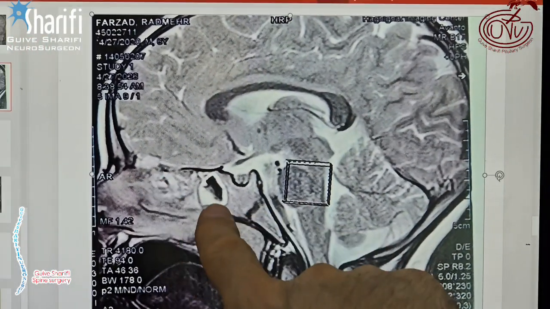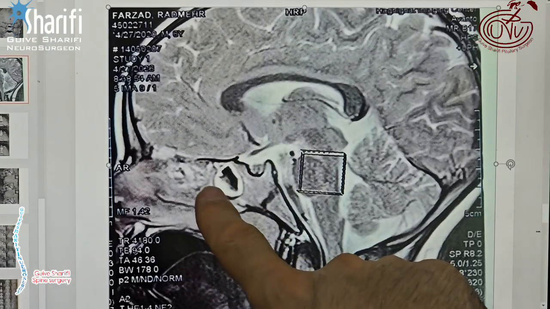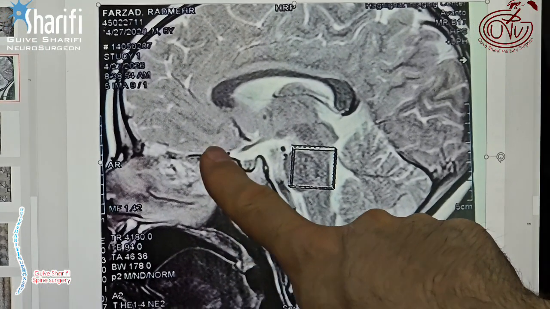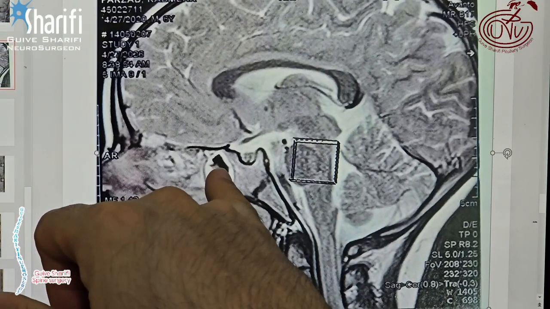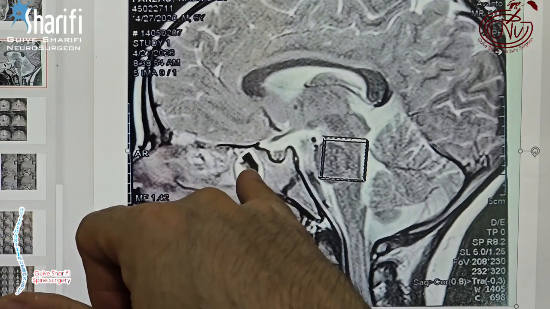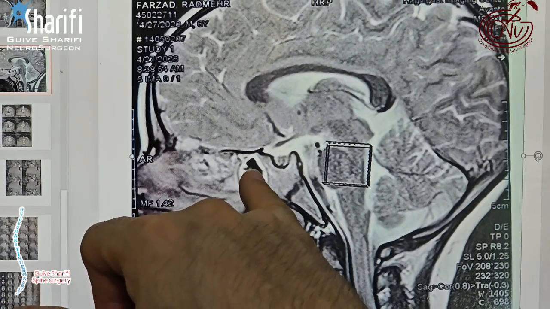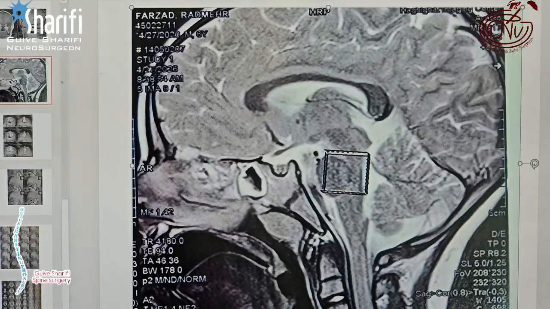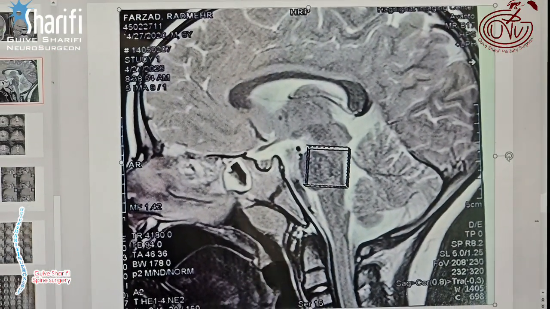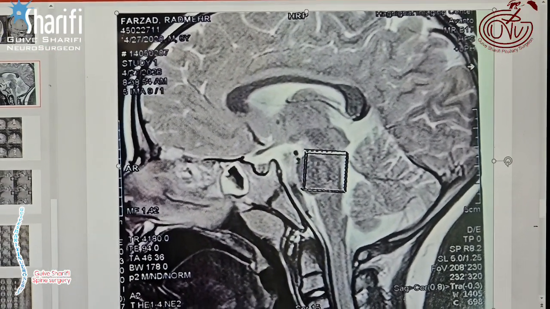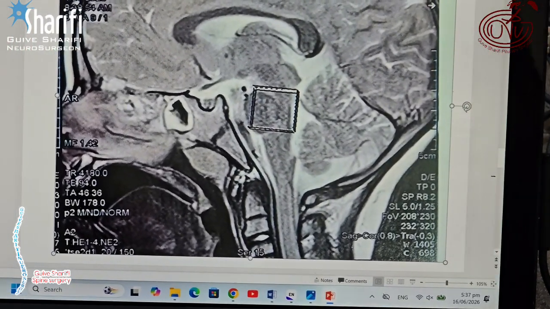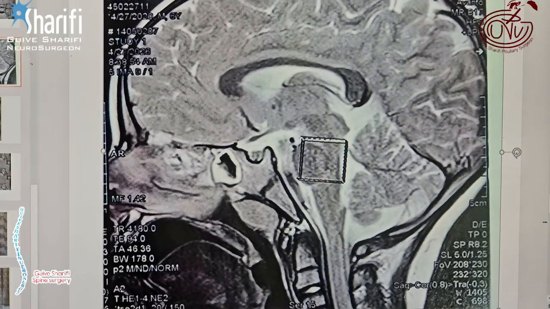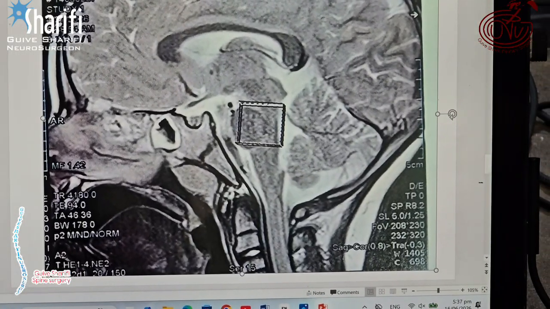As you see, this is the sphenoid sinus. We had a peripheral severe edema of the mucosa and a signal void intensity in the center of the sphenoid, which is pathognomonic for the mycetoma or fungus ball of the sinus. So we did endoscopic transsphenoid surgery.